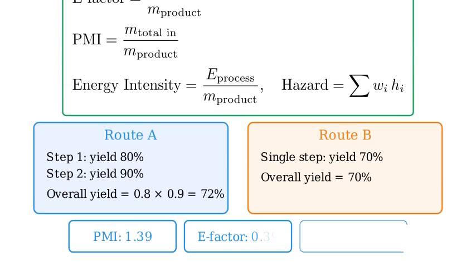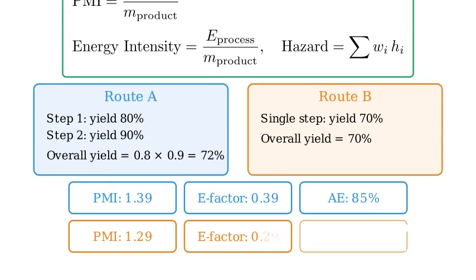Suppose Route A uses 100 grams total inputs for 72 grams of product, so its process mass intensity is 100 over 72, about 1.39. Its E factor is 28 grams of waste over 72 grams of product, around 0.39. Atom economy is high at 85%.